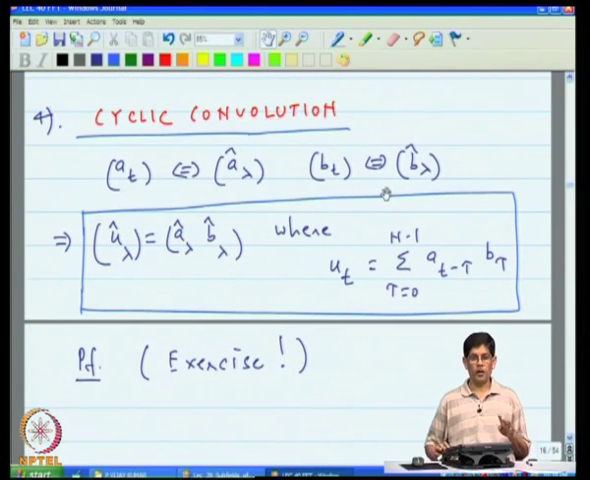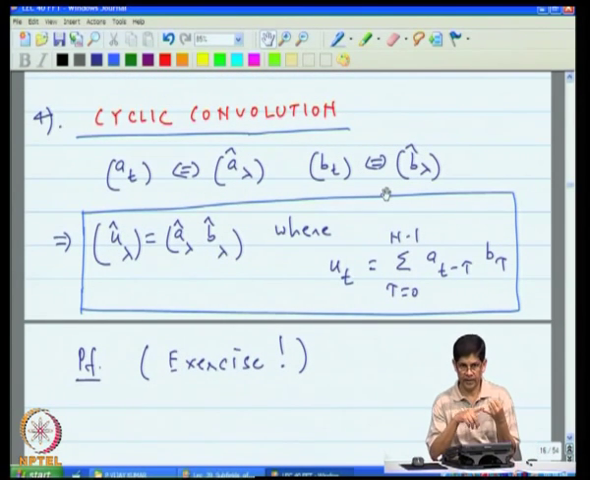So, we have gone through 4 properties so far. We have seen linearity, we have seen cyclic shifts, we have seen the inversion formula, and we have looked at convolution.